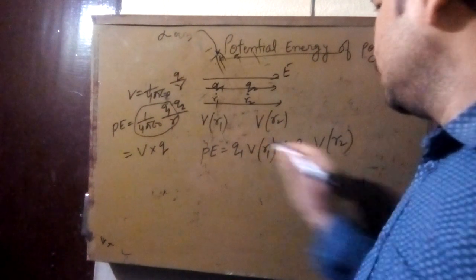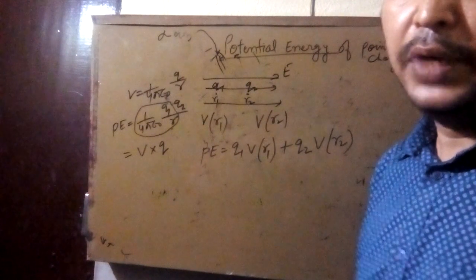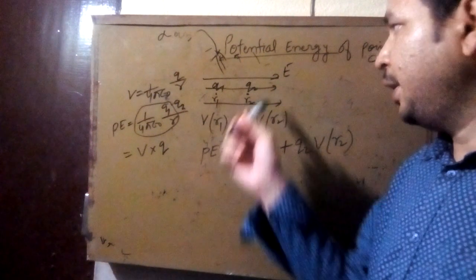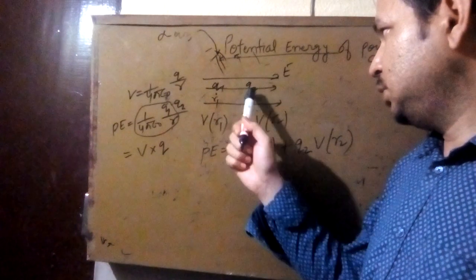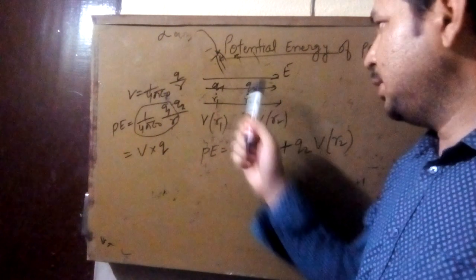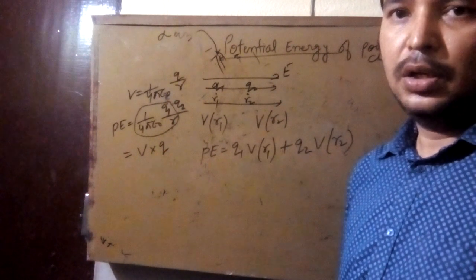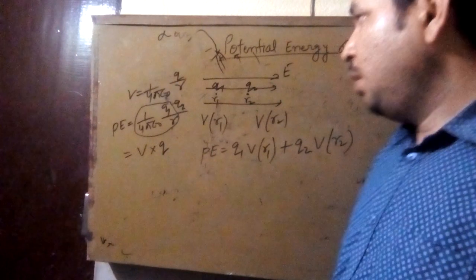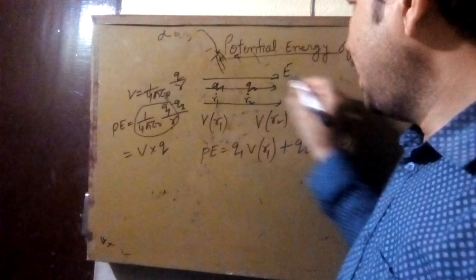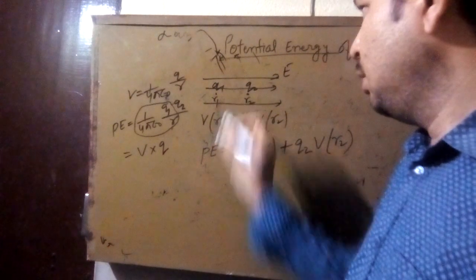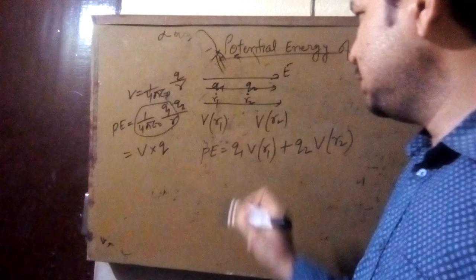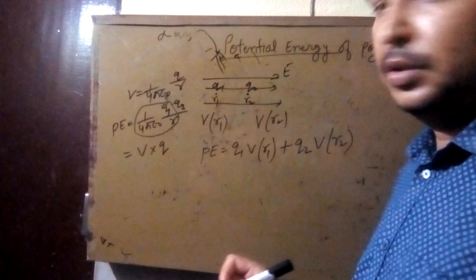So this is the potential energy when a charge is placed in an external electric field. What is the potential? Multiply it with the charge which is placed there. Clear? Now, if Q1 is brought from infinity to this point, the potential was VR1. When you multiply by this charge, you get the potential energy.